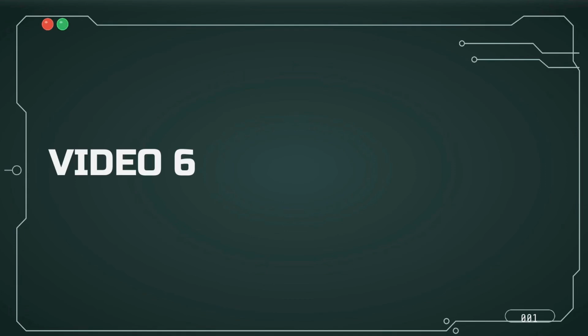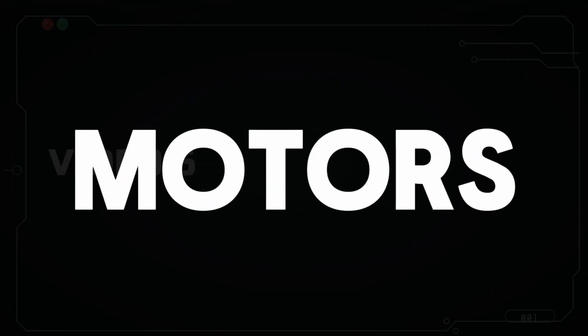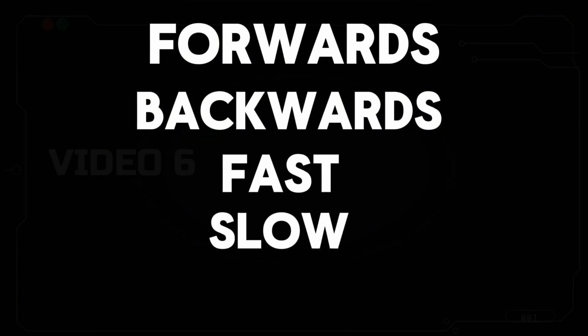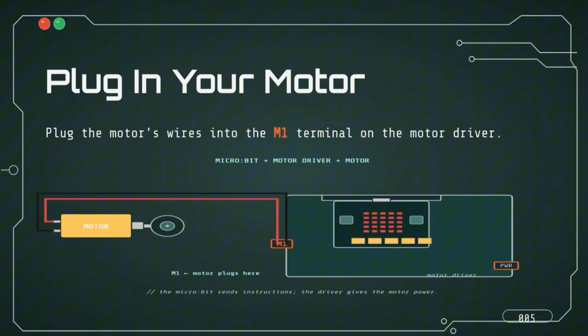Welcome to video 6, where we'll be going over motors. By the end of this video, you'll be able to spin a motor forwards, backwards, fast, slow, and stop it on command. The first step is to get the motor physically connected.